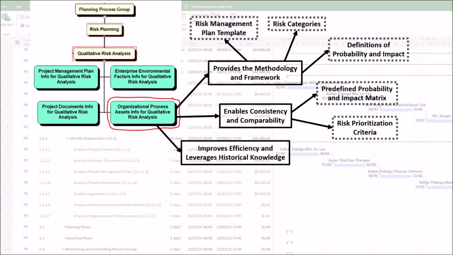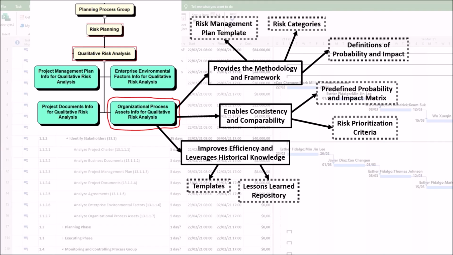3. Improves efficiency and leverages historical knowledge. First, lessons learned repository, historical risk registers. Past projects' identified risks and their analysis outcomes are invaluable organizational process assets. They allow the current project team to quickly identify recurring or similar risks, to see how similar risks were assessed and handled, and to avoid repeating past mistakes. This organizational memory dramatically speeds up the analysis process.